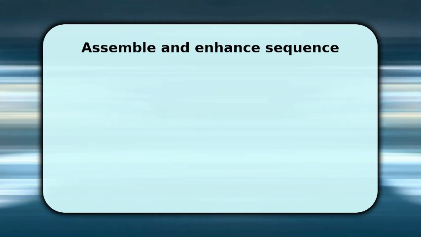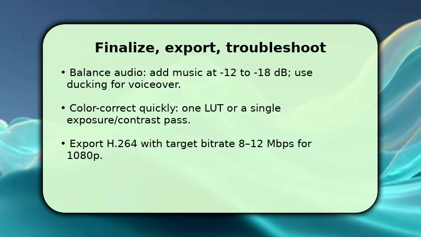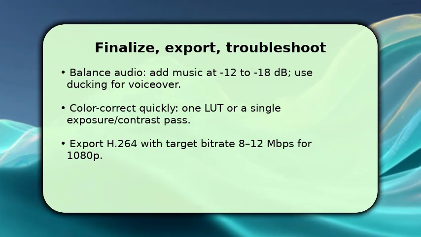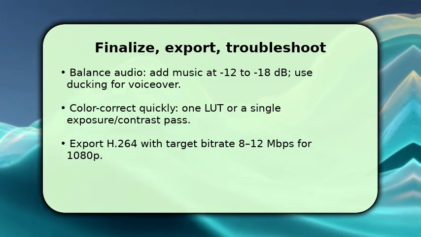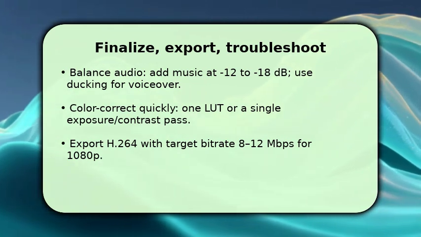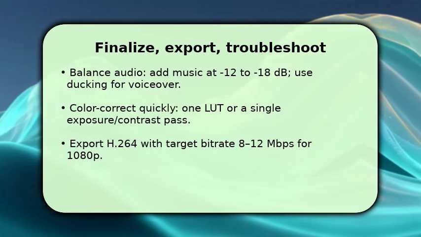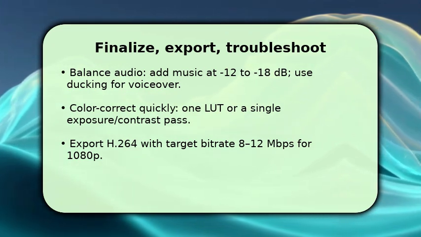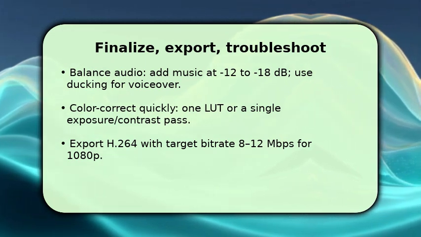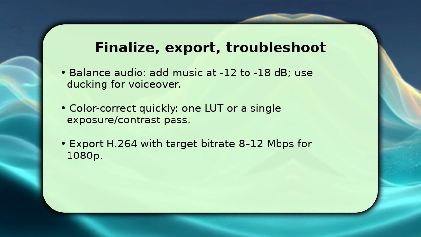Finish by adding music and any voiceover, then balance levels so music sits around -12 to -18 dB and doesn't overpower speech. Once audio is set, apply a single color correction pass or a LUT to create visual unity across photos. Export using H.264, 1080p, and an 8 to 12 Mbps target bitrate for crisp output and reasonable file size.